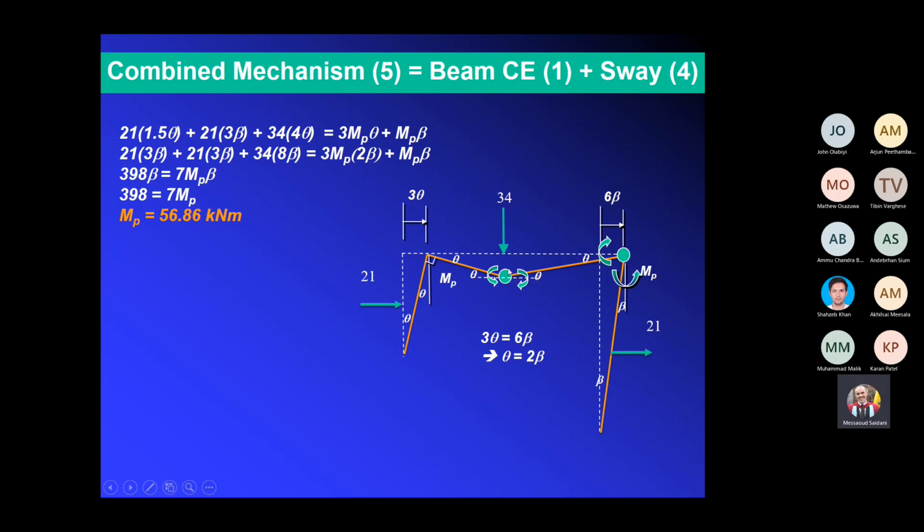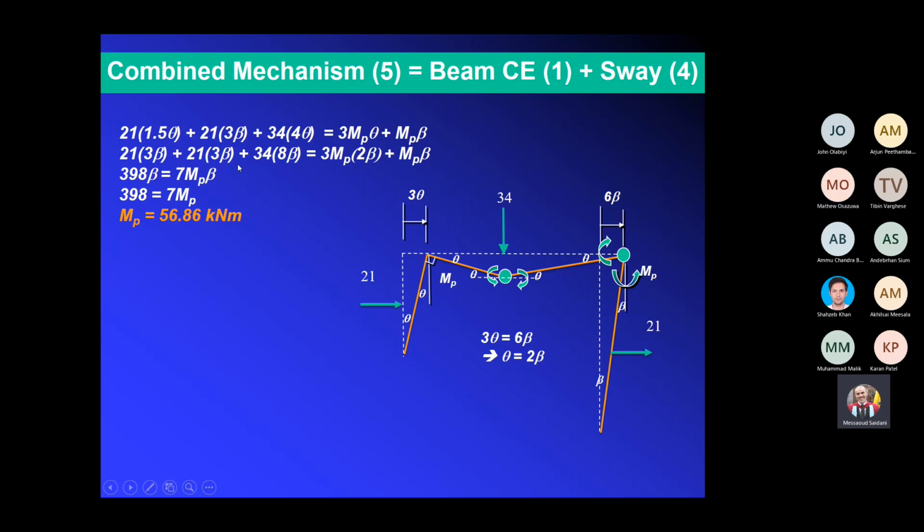This is for this hinge. And then for this hinge, we have MP theta and MP beta, okay? Which gives me 3 MP theta plus MP beta. And then what I've done here, I've substituted theta by 2 beta.